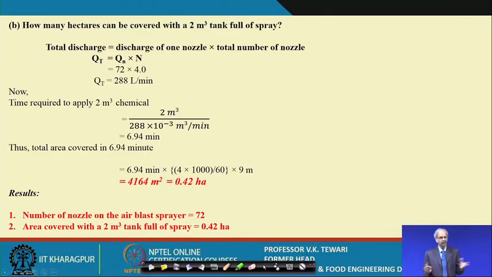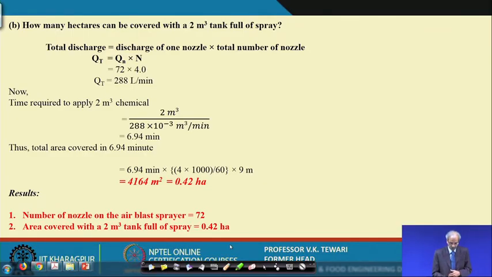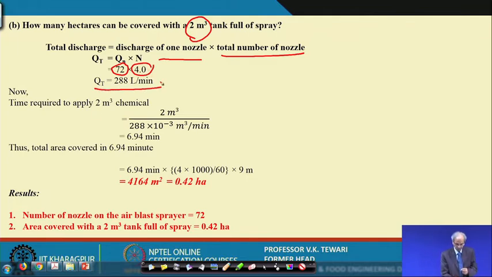How many hectares can be covered? Very simple. If you know that a 2 meter cube tank is full of spray, the total discharge, how much you discharge from one nozzle, and total number of nozzles are known to you. So, 72 nozzles, and this is the discharge. So, total this is the value. Now, time required for this, the chemical to be utilized is 64, because you know how much is the discharge what you require and how much is already in the tank. So, on that basis it will take about 6.94 minutes, just by ratio.